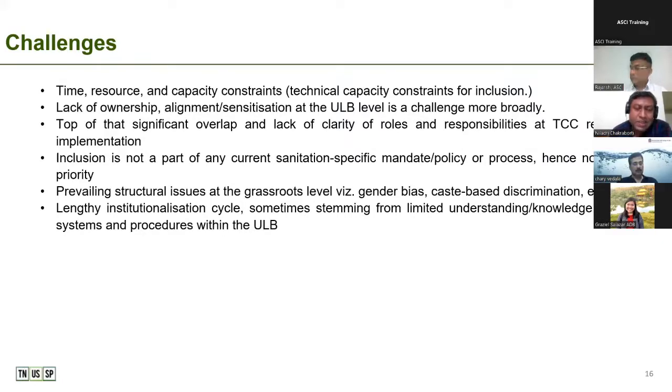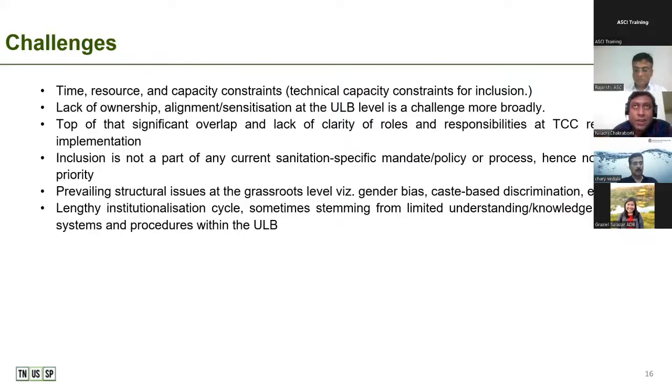These are the challenges, and again, they may be common to many of you. One is time, resource, and capacity constraint, which we kept on telling, but we also learned that many times there is a lack of ownership and alignment. Significant overlap I mentioned already, and inclusion is currently not a mandate, so creating that mandate is the first thing we have to do again and again. There are also some structural issues that come across when we go for implementation on the ground, like gender bias and caste-based discrimination. That is also going to impact the entire implementation.